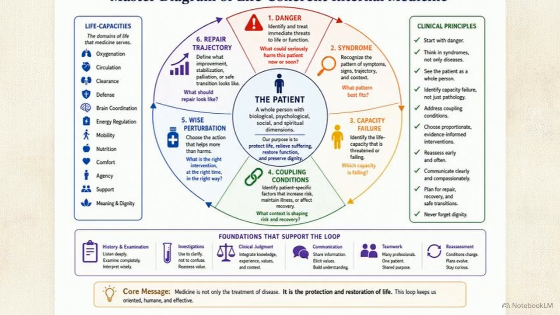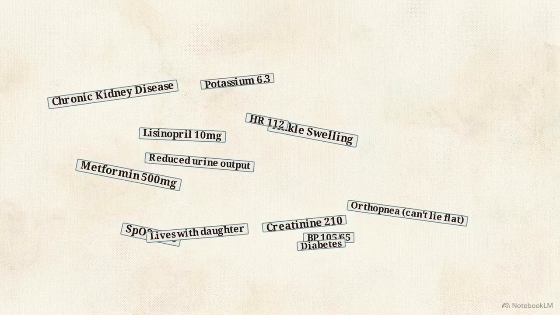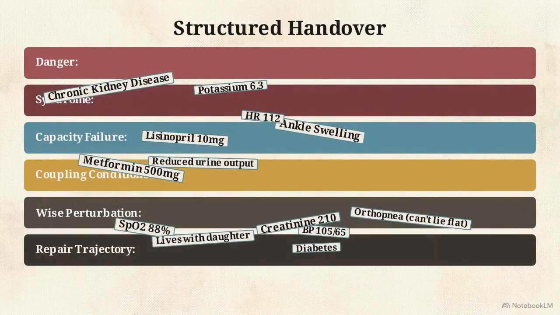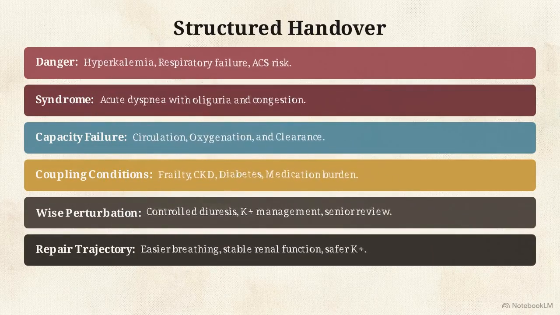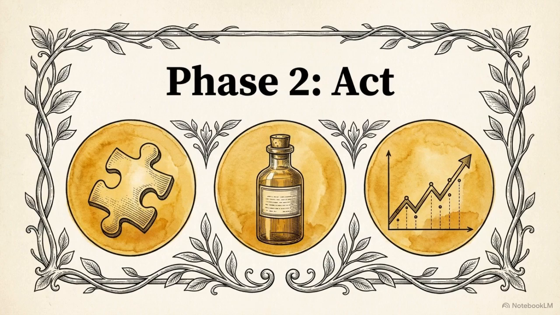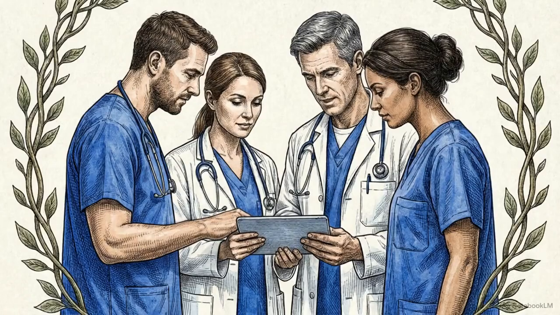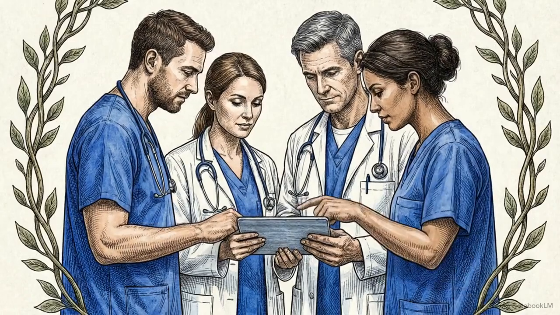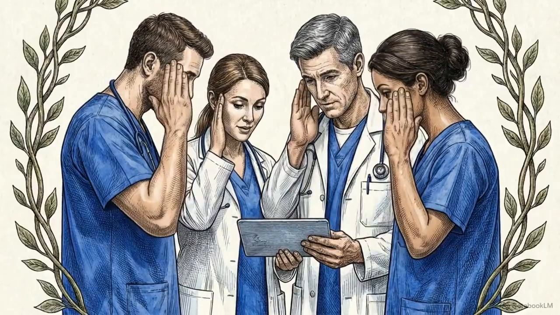The value of this framework lies in its ability to compress a chaotic patient history into a singular, actionable handover. This results in the 1-minute clinical reasoning template. This patient has syndrome, with danger of danger, causing failure of capacity, sustained by coupling conditions. The wise next step is perturbation, and repair will be shown by repair trajectory. This template ensures that every member of the medical team is aligned on the exact vectors of risk and recovery.